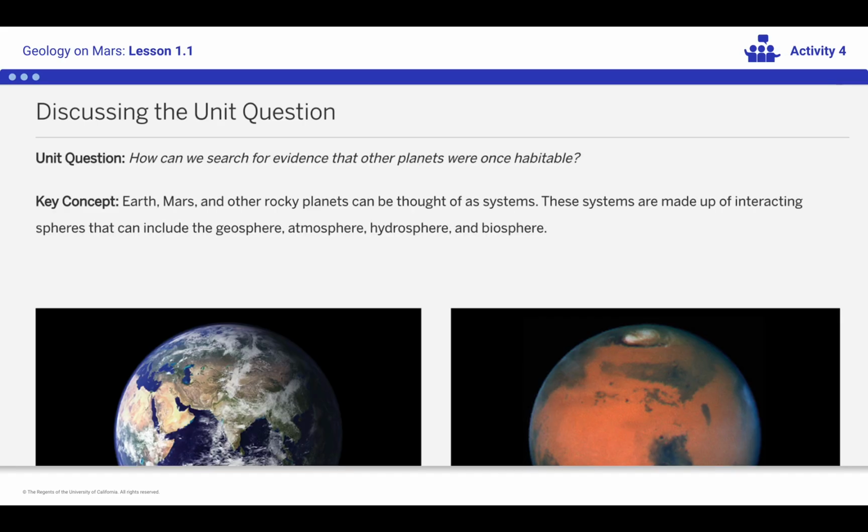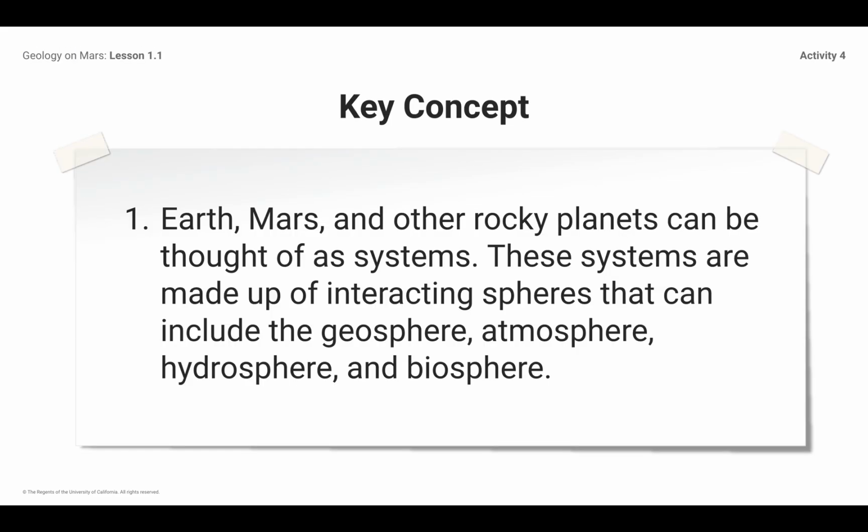And so we're putting together all of the information that we learned to compare and contrast those planets again. If we were looking at Earth, Mars, and other rocky planets, we know that they can be thought of as a system. And these systems are made up of interacting spheres that include the geosphere, atmosphere, hydrosphere, and biosphere. Now, this is your first key concept. So I want you to write down key concept number 1 on your key concept graphic organizer.